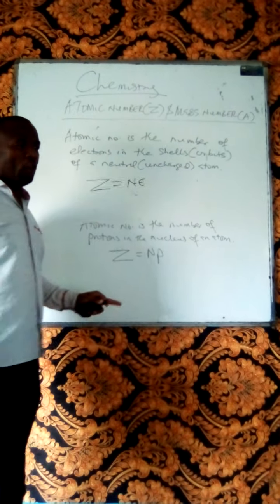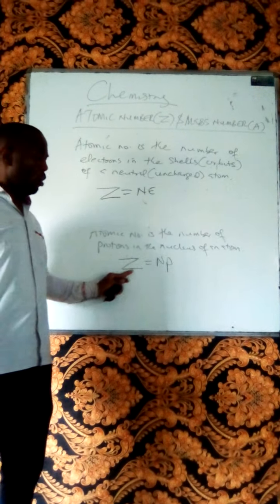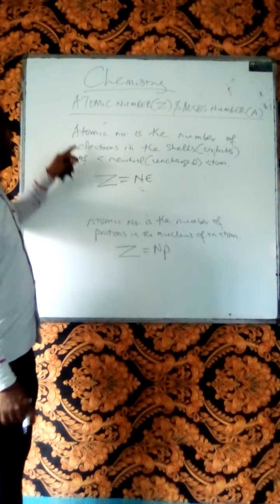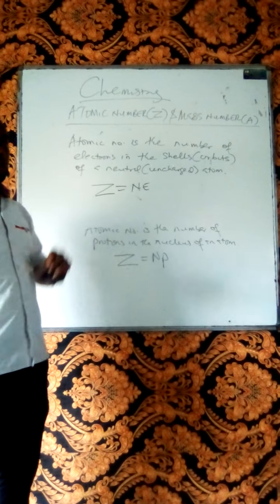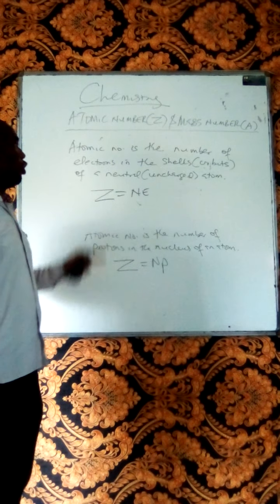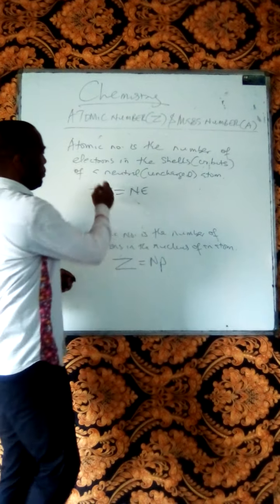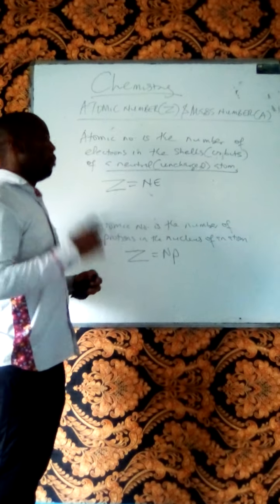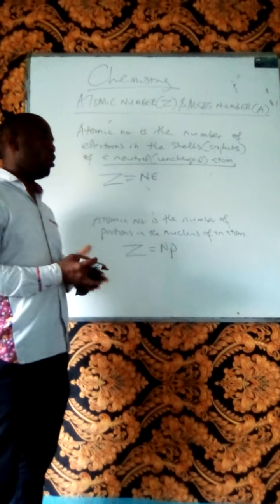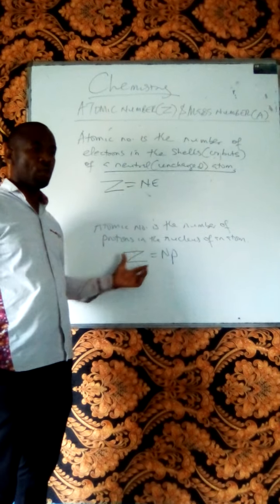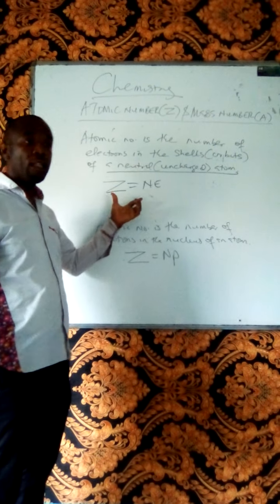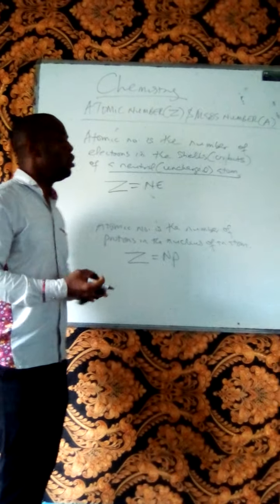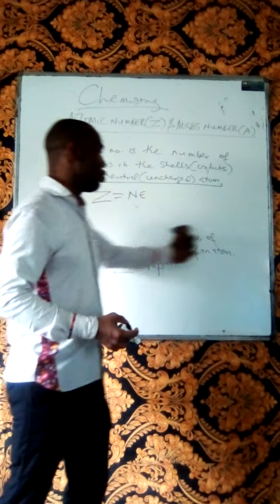Now let's look at these two formulas: Z equals Np and Z equals Ne. The second definition for atomic number has a condition. The condition for this to hold is that the atom must be neutral or uncharged. But the first is a conclusive definition of atomic number: the number of protons. This one is a conditional definition, provided the atom is a neutral atom. Now, what do we understand by a neutral atom?